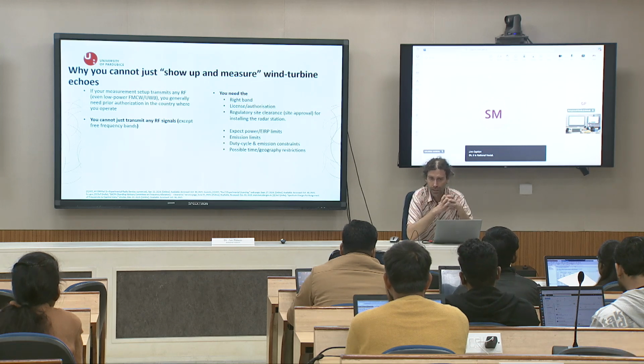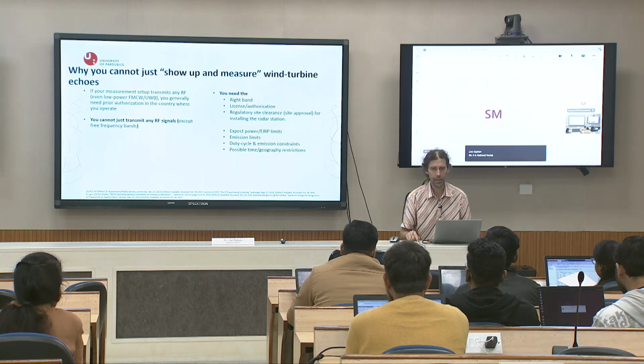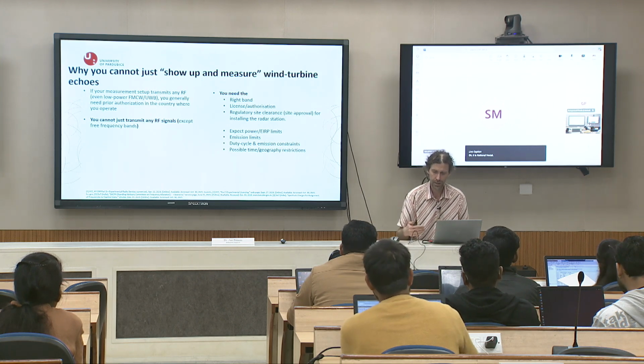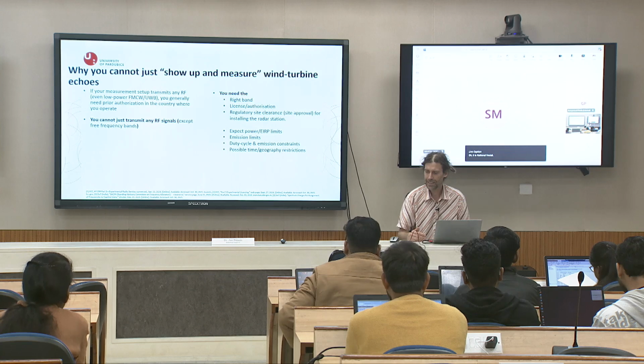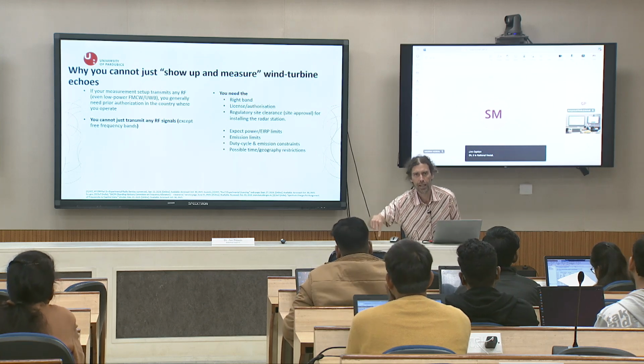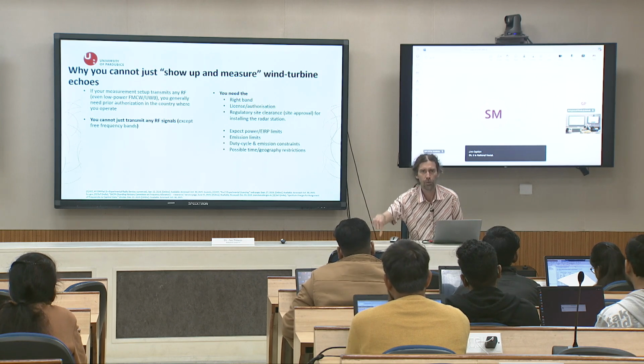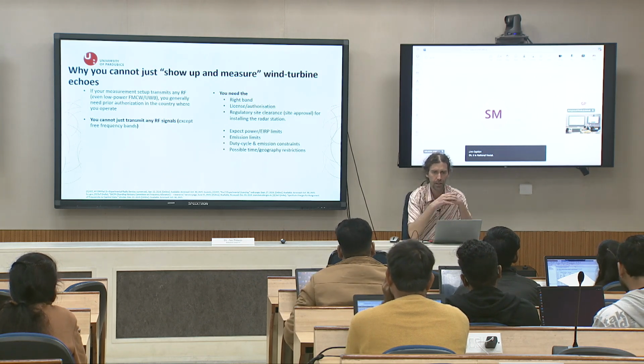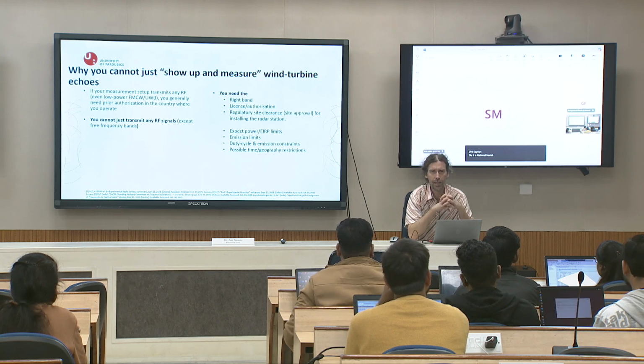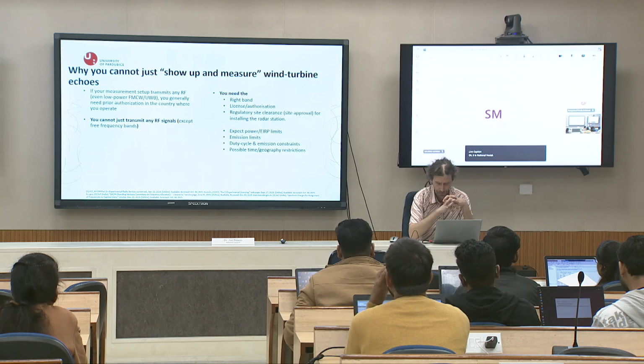Then you need, except the right band, of course, license and authorization, regulatory site clearance. So it is site approval. Okay, you get permission that you can transmit, but you need site approval. Okay, you can go to this exact place with permission, and from this place I can start measuring for installing this radar station or for measurement. Of course, if it is a classic radar, you need a lot more documents than if it is just a temporary one-time measurement. It is much easier.